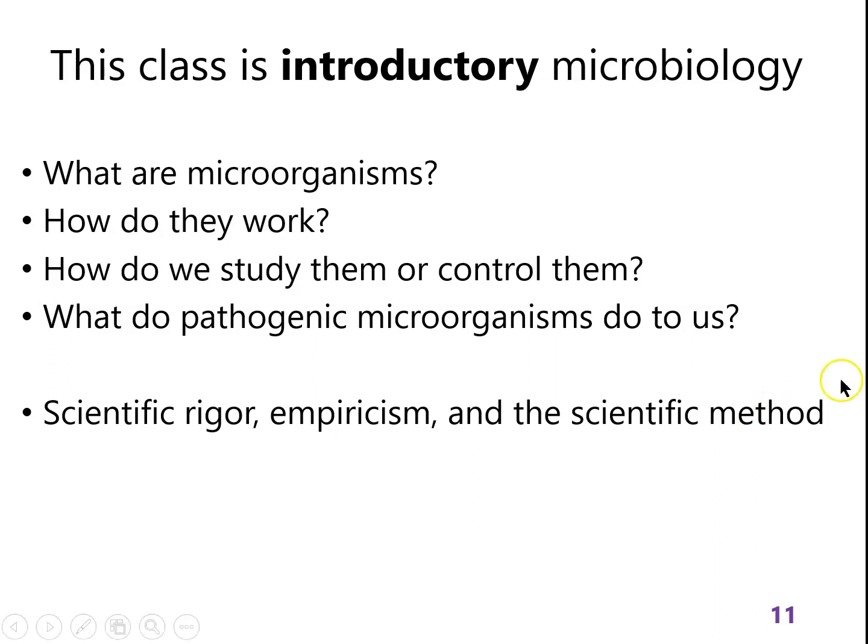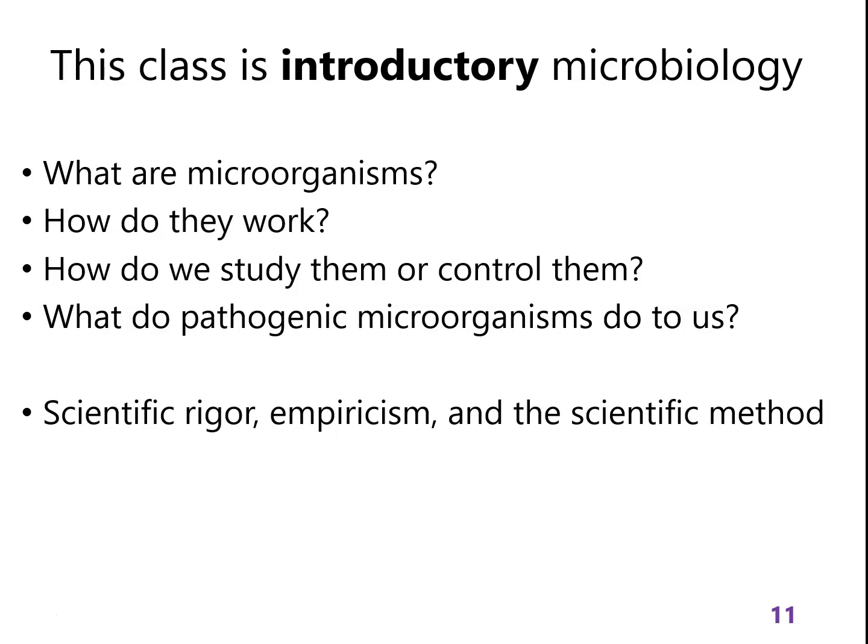We're also going to look at how we study them and how we control them, and then what are infectious diseases. Along the way, we will pay attention to things like scientific rigor. That means using the best possible experimental design. If I want to learn something about the world, I have to find the best way to learn it. And if I use the best possible way, no one will say, oh, you made a mistake and discovered the wrong thing and it's invalid.